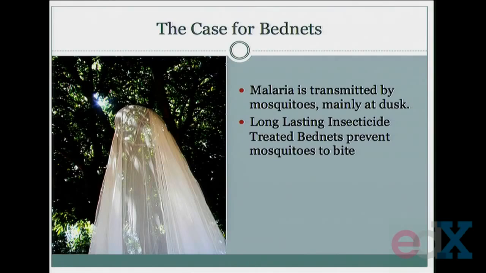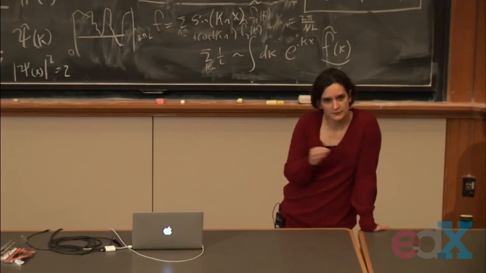As we discussed, malaria is transmitted by mosquitoes who carry the parasite from an infected person to an uninfected person, mainly at dusk. So sleeping under a bed net, particularly under a bed net which has insecticide woven into the fiber of the bed net, is an effective way to prevent mosquito bites and therefore to prevent the transmission of malaria.